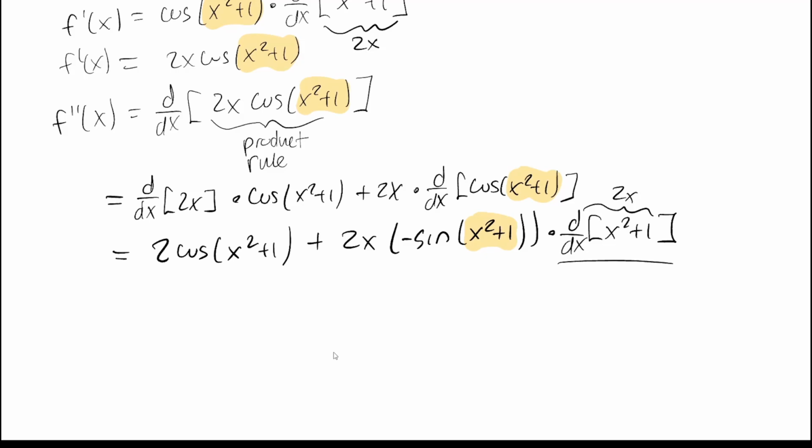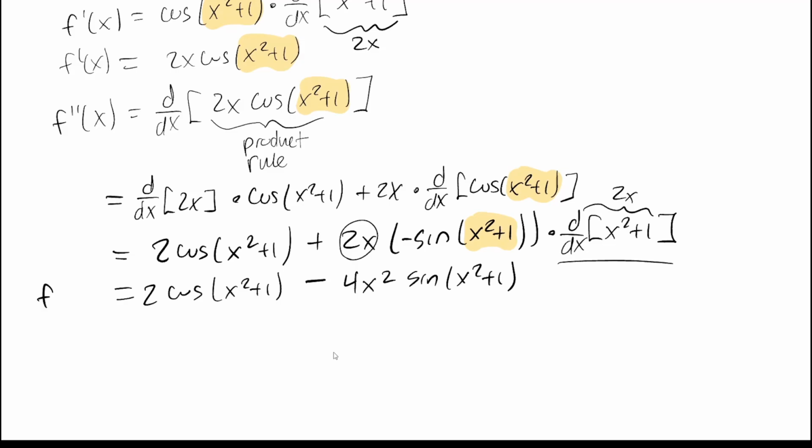So we'll put this together. I'm going to have 2 cos of x squared plus 1 plus, well, this is 2x and this is 2x, so I'm going to get 4x squared. And then I have a minus sign from the sine, so I'm going to go ahead and take this plus and switch it to a minus, and then we'll put our sine here. Okay, and so this is the second derivative of f. Just like that. Okay. Alrighty, that takes care of chain rule at a basic level.